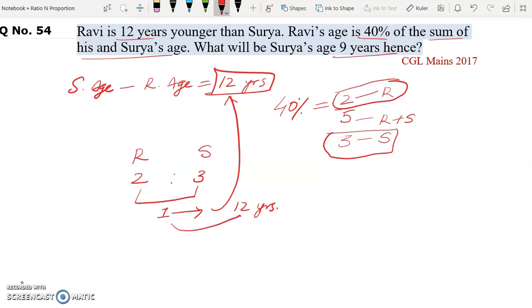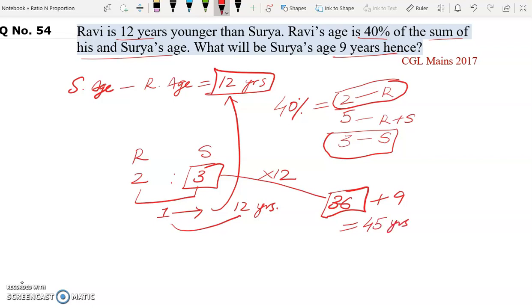Now in this question we need to find what will be Surya's age 9 years hence. So 1 unit represents 12 years. So Surya's age is 3 units. So 3 into 12 will be the present age of Surya, which is 36. This is Surya's present age, and 9 years hence will be plus 9. This will give us 36 plus 9, which is 45 years, and this is our answer.